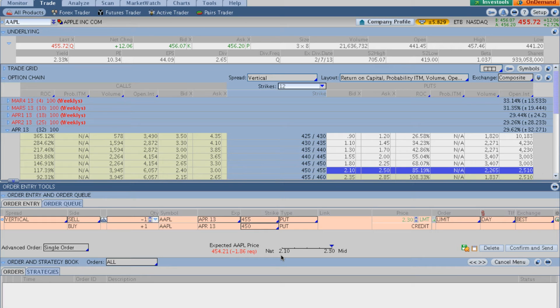It's still liquid. Apple options are still liquid, but it's a much higher priced stock. Therefore, the derivatives tend to be a little bit wider, regardless of the fact that there's tons of volume and tons of open interest in Apple options.